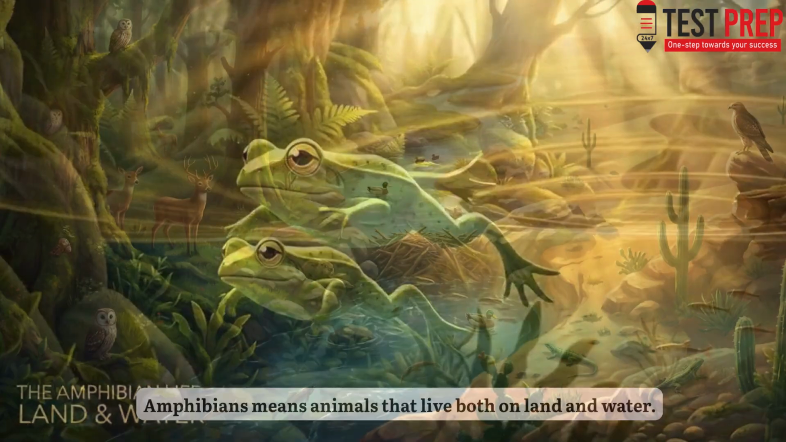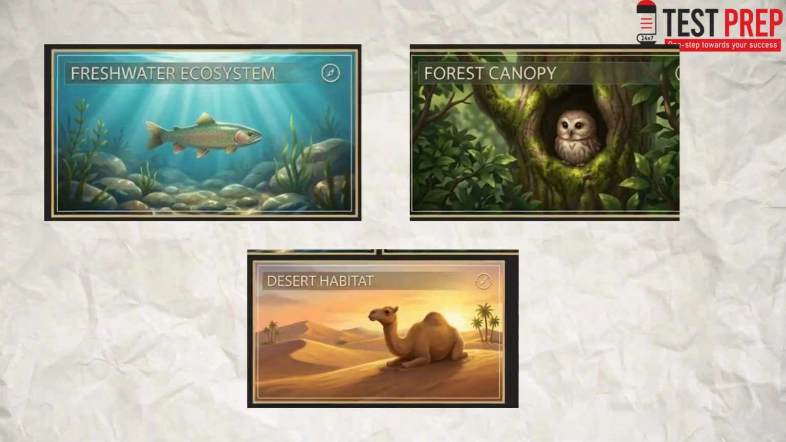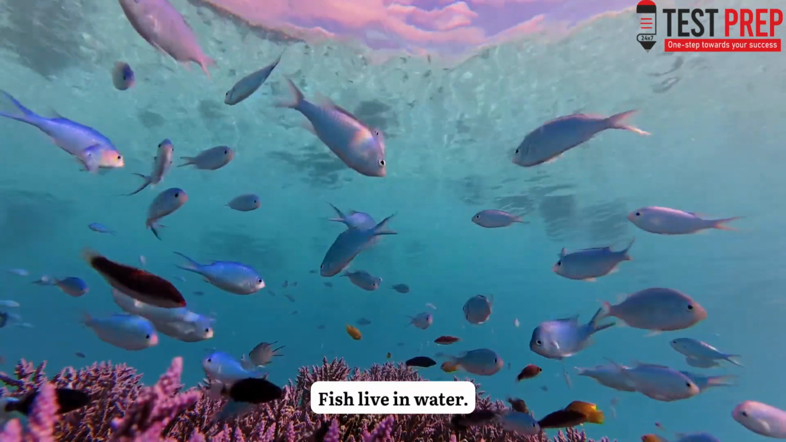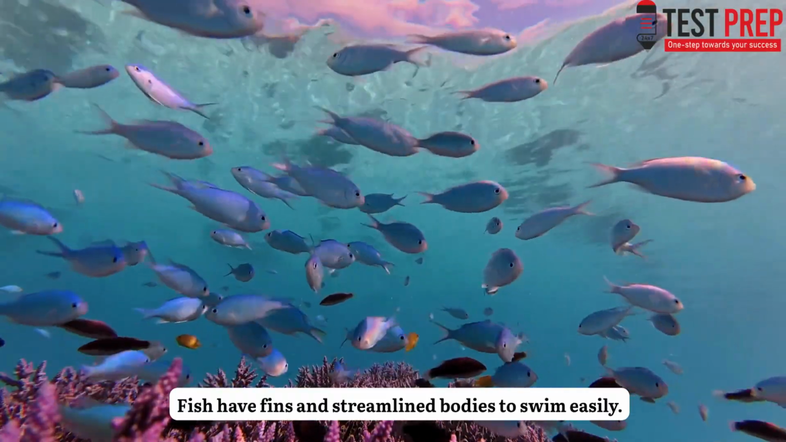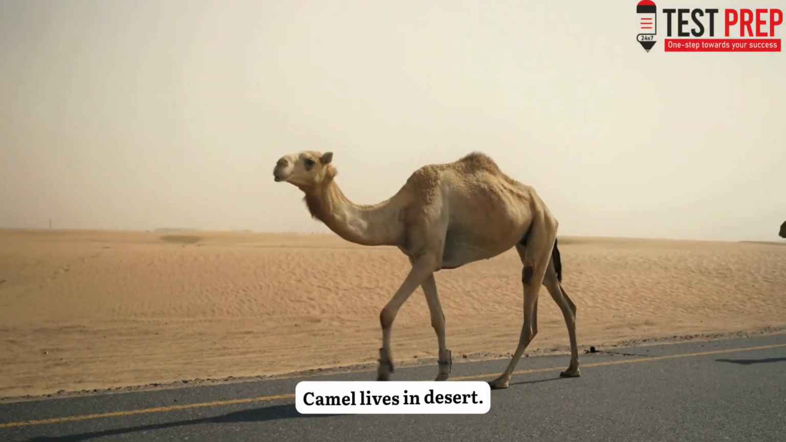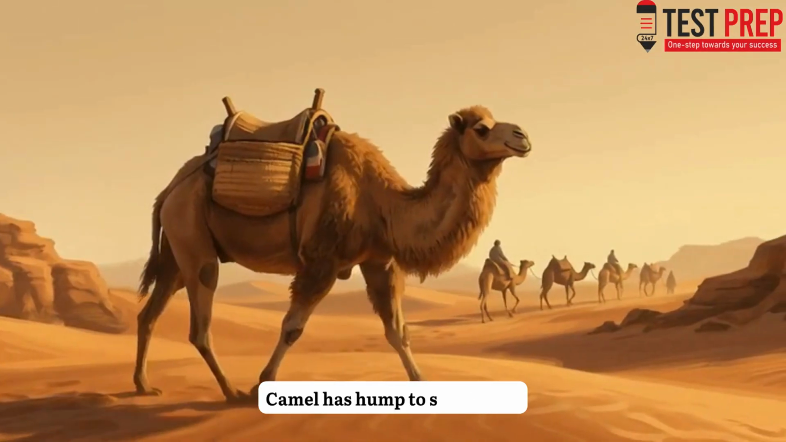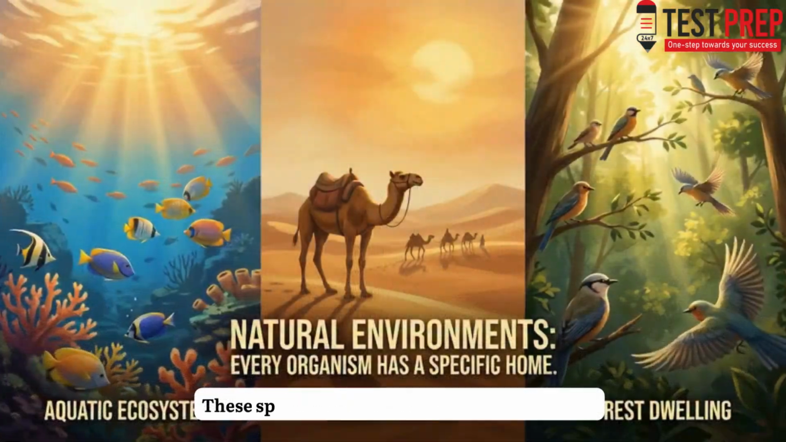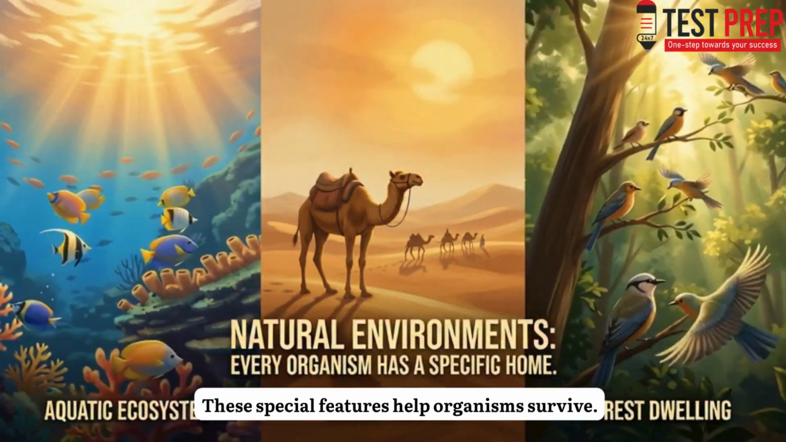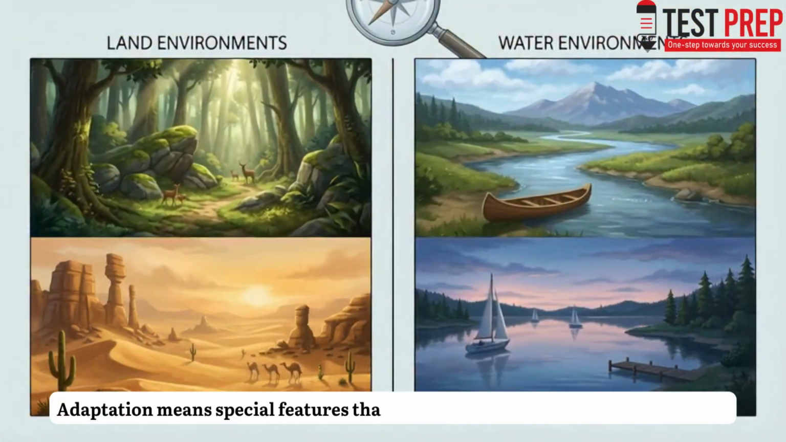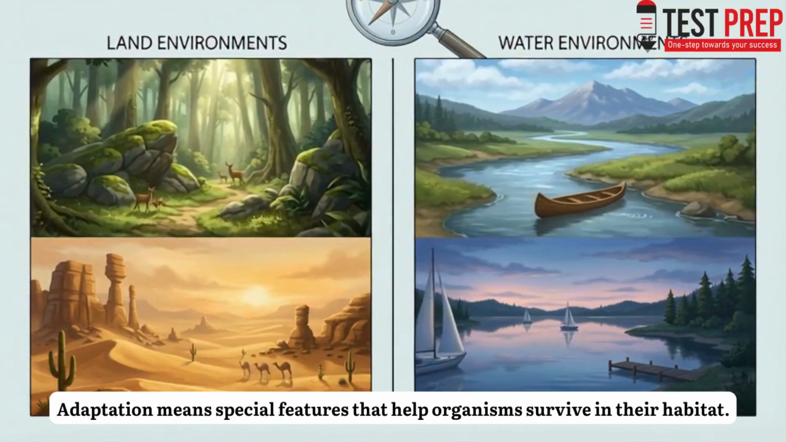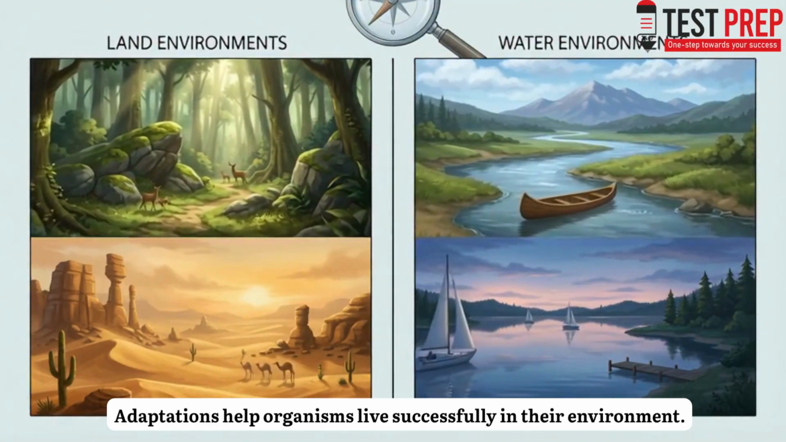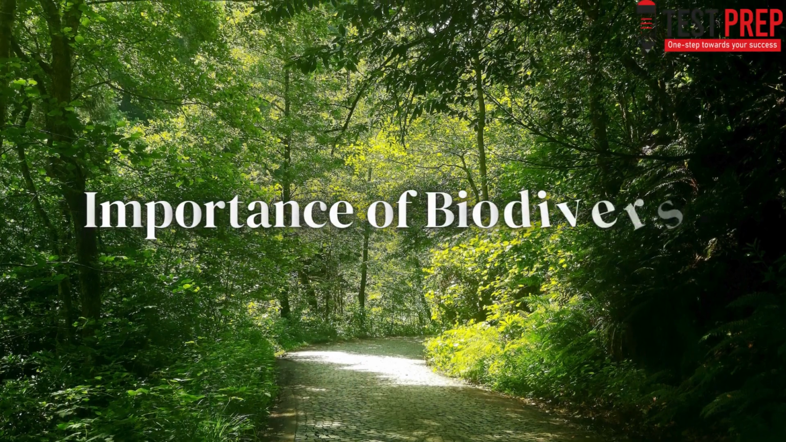Adaptation. Now think about how organisms survive in different habitats. Fish live in water. Fish have fins and streamlined bodies to swim easily. Camel lives in desert. Camel has a hump to store food. Camel has long legs to walk on sand. These special features help organisms survive in their environment. These features are called adaptations. Adaptation means special features that help organisms survive in their habitat. Adaptations help organisms live successfully in their environment.